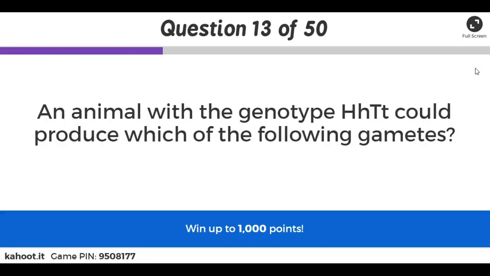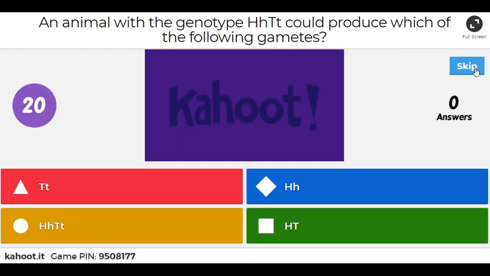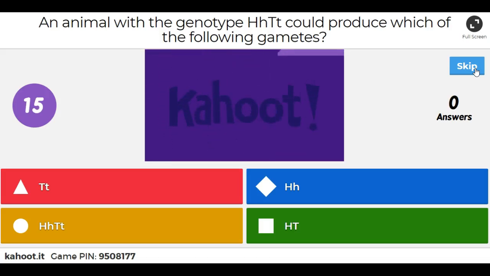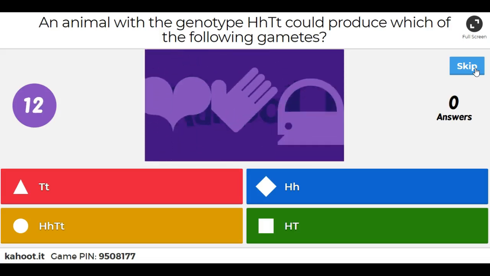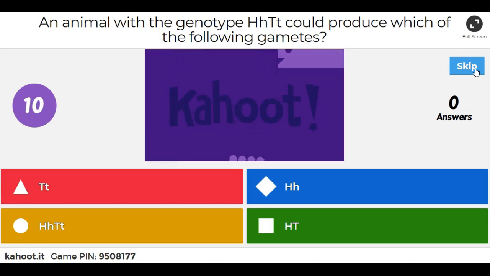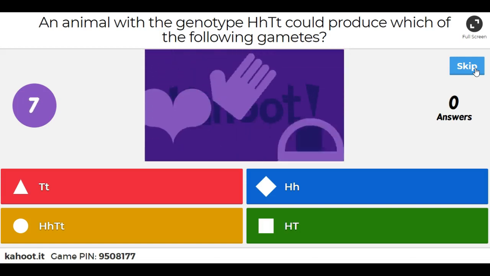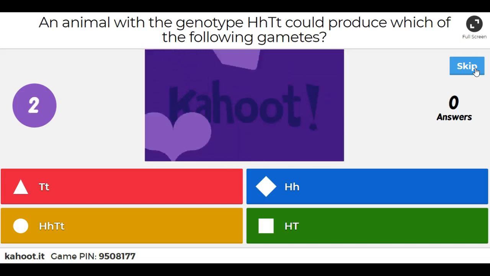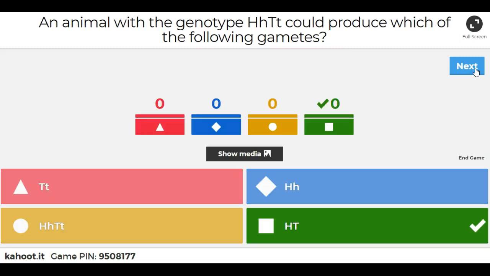Question number 13. An animal with the genotype shown could produce which of the following gametes? This should be an easy question for you guys. So we're looking at gamete production from a genotype that is given. So the answer, of course, is uppercase H, uppercase T. You cannot have a gamete that contains 2 alleles for a single gene. So hopefully that was a real easy one for you guys.